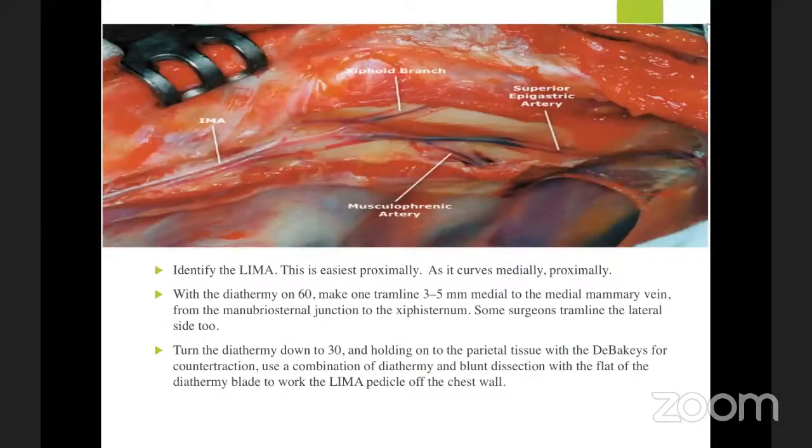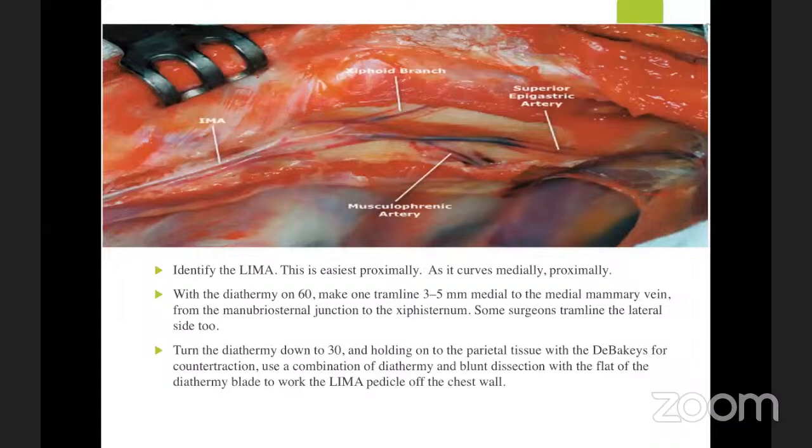First, you should identify the LIMA. This is easiest proximally, as it curves medially. With the diathermy on 60, make one trim line 3 to 5 millimeters medial to the medial mammary vein, from the manubriosternal junction to the xiphisternum. Some surgeons trim line the lateral side too.